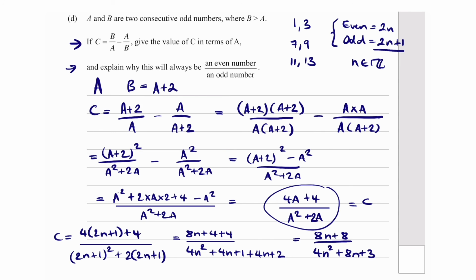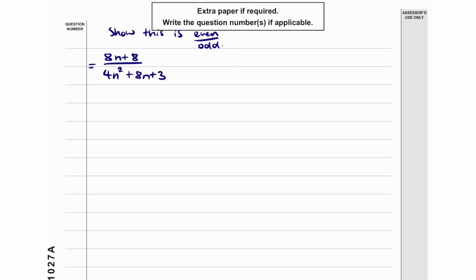Cool. So we still haven't shown that the top will be even and the bottom will be odd. So the way we do this, or the way you're supposed to do this, is you need to factorize this out. So I do need a little bit more space. So, alright guys, so it looks like from the mark sheet, if you leave your answer like this, then you would get the E mark. But I want to take a little bit of time to explain why this is even over odd.